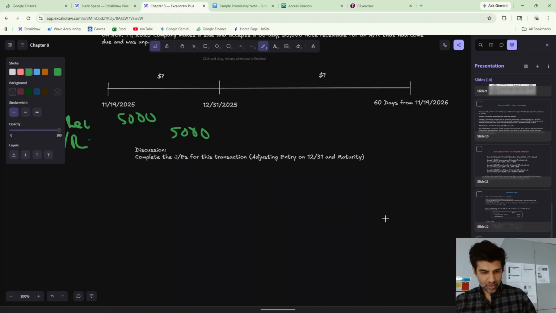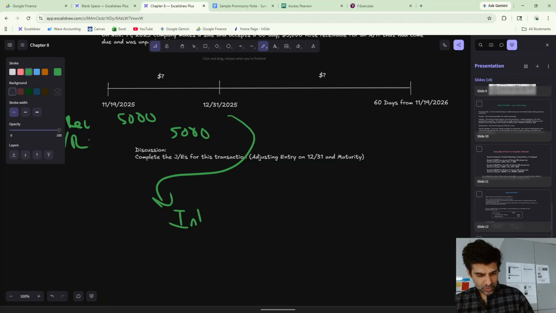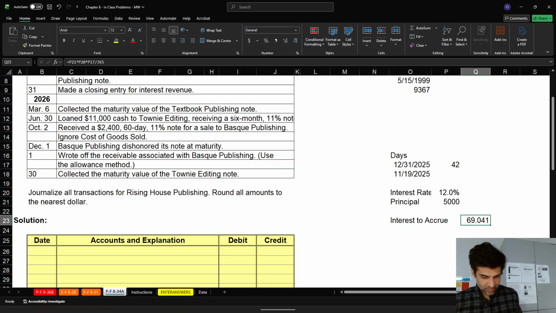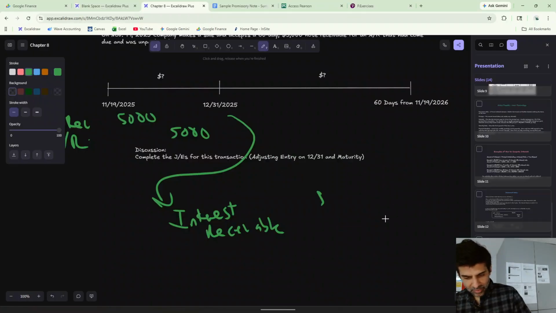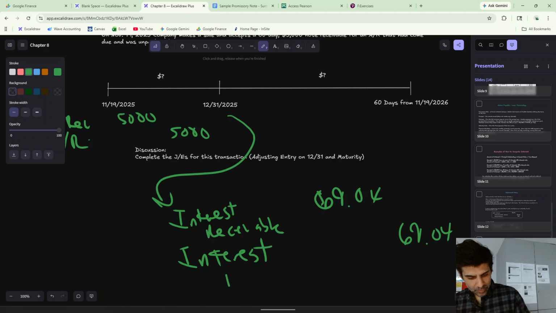Okay, so then I have my journal entry. The journal entry will be interest receivable, $69.04, and we'll have interest revenue credited.